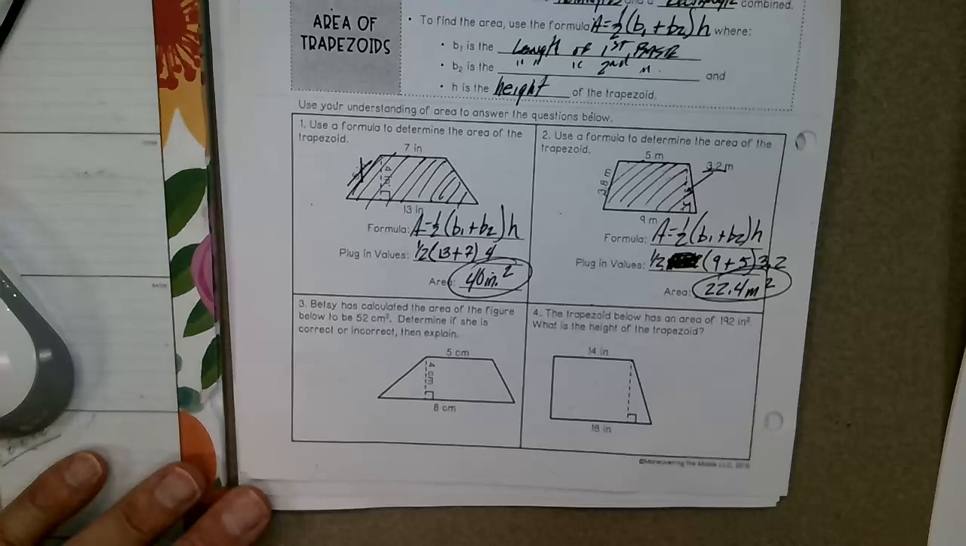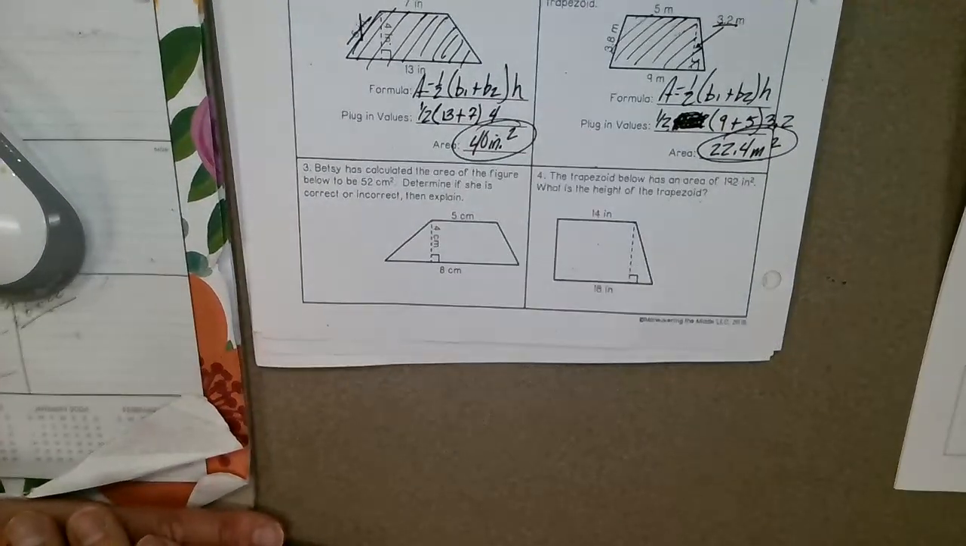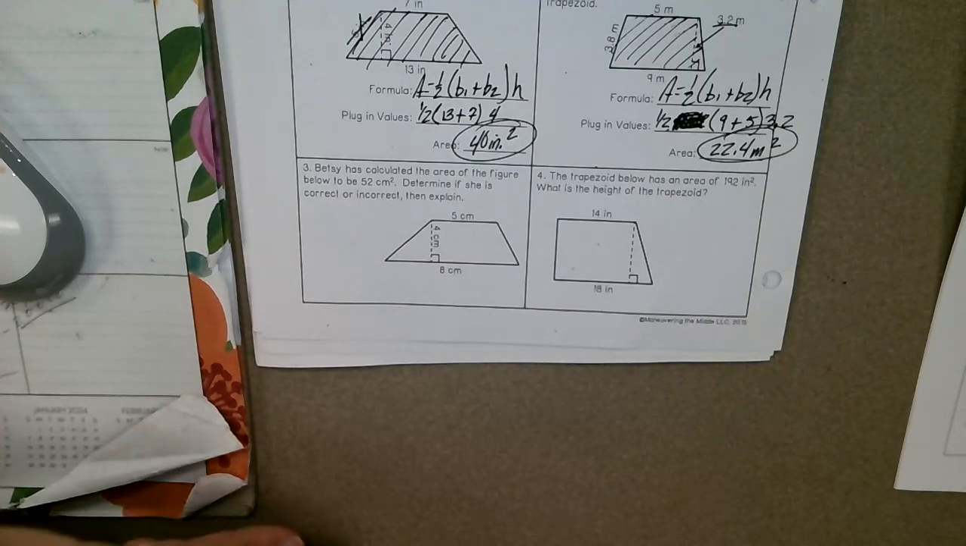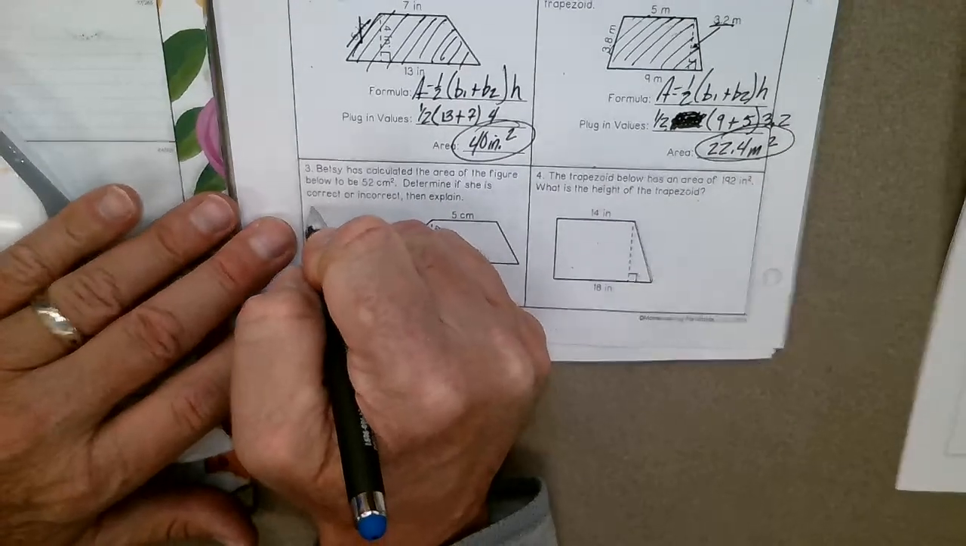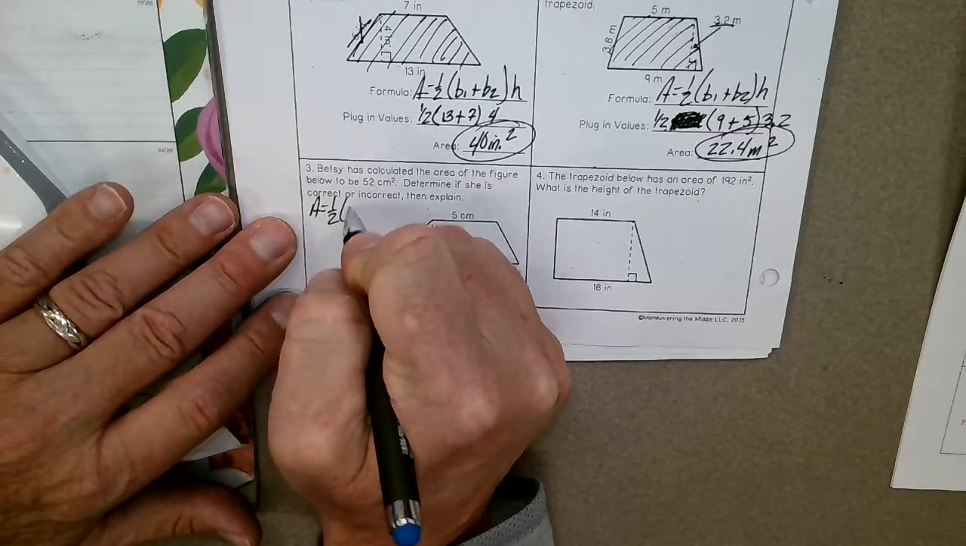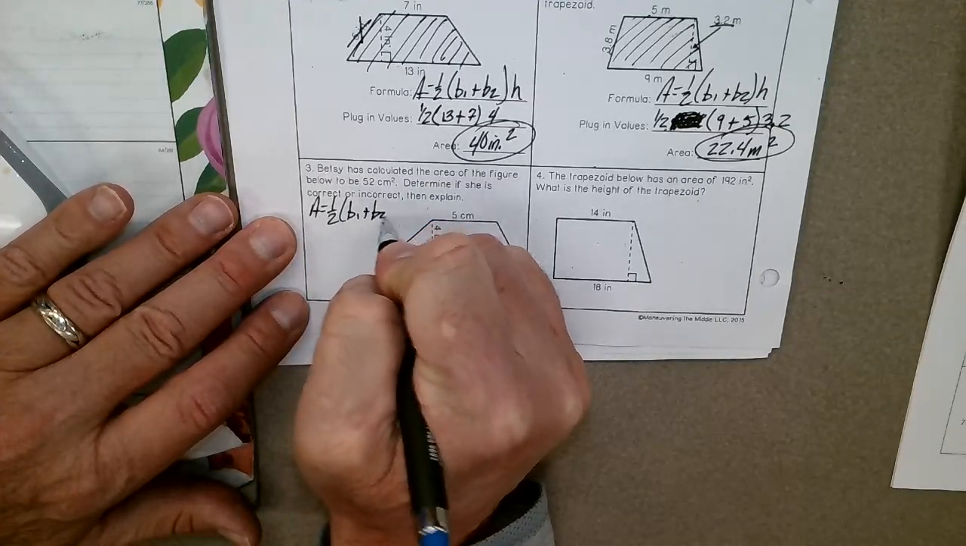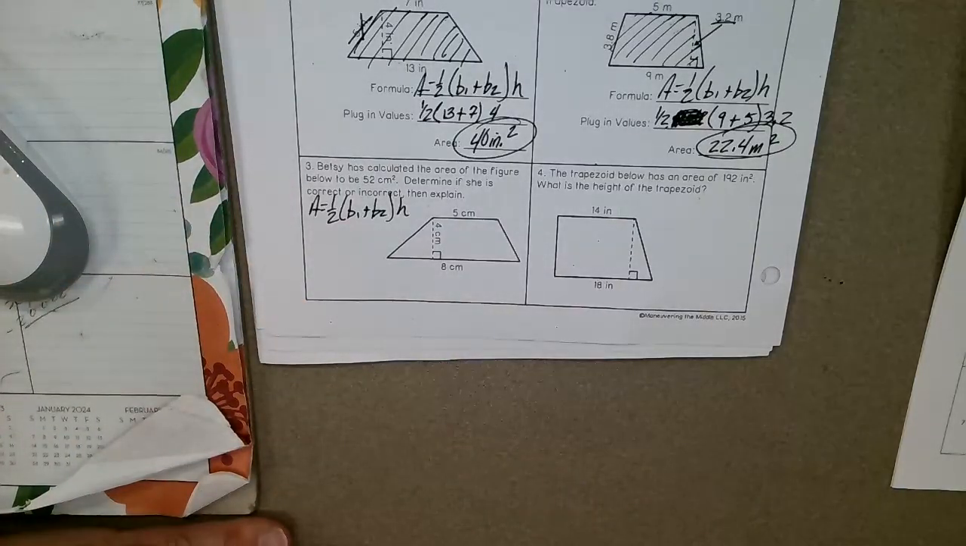Number 3. Betsy has calculated the area of the figure to be 52 centimeters square. Determine if she is correct or incorrect. Okay. Formula, 1/2 base 1 plus base 2 times the height. I like to write the formulas down. The repetition is good for my mind.